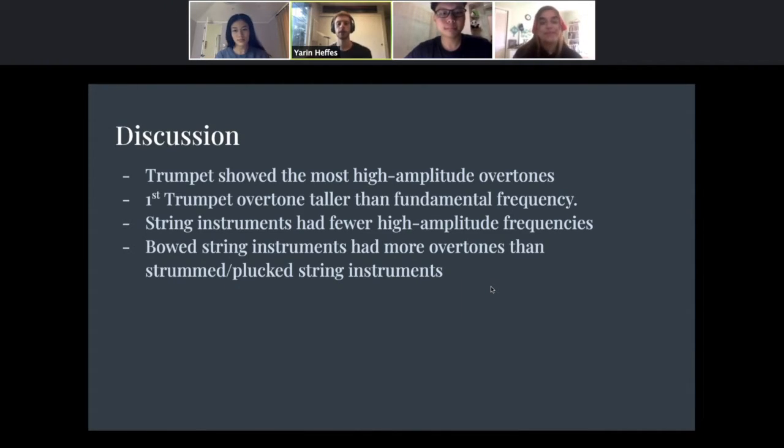As we hypothesized on the basis of material and structure, the trumpet showed far more high-amplitude, high-frequency overtones than the string instruments, extending almost to 4,000 Hz. Interestingly enough, the first overtone of the trumpet had an amplitude 10 times higher than the fundamental G4. We did not, however, predict that the bowed recordings of the violin and viola would have more overtones than the other string instruments.